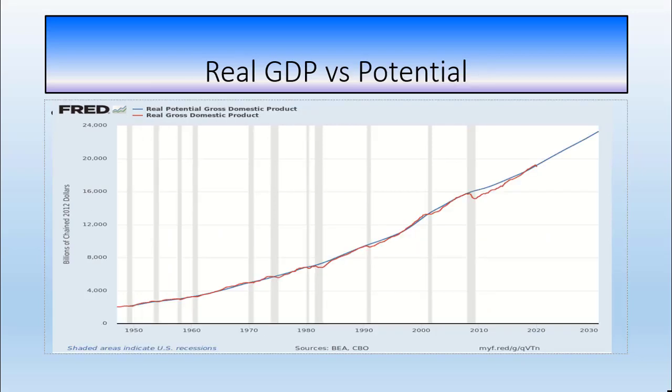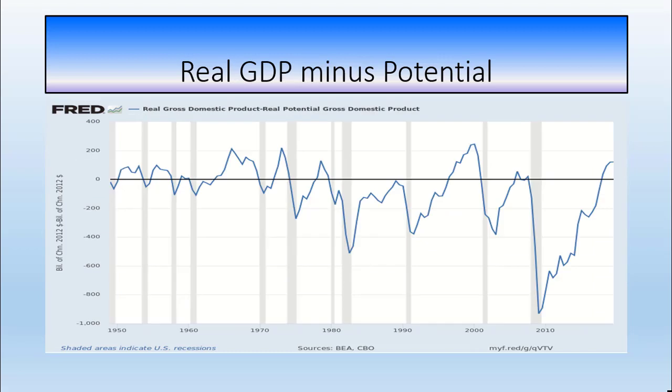Then what we'll do at the end, like I said, we'll look at real GDP versus potential GDP. And we'll look at the difference between real GDP minus its potential that's estimated by the Congressional Budget Office. And that's another measure of basically business cycle aspects that are going on in the economy.